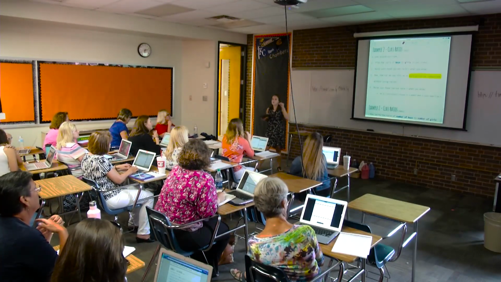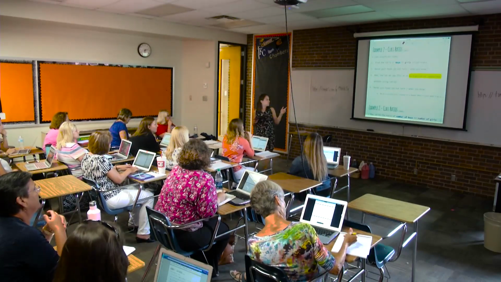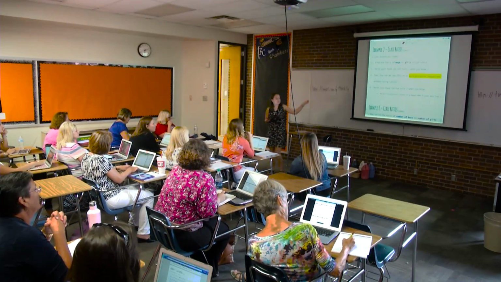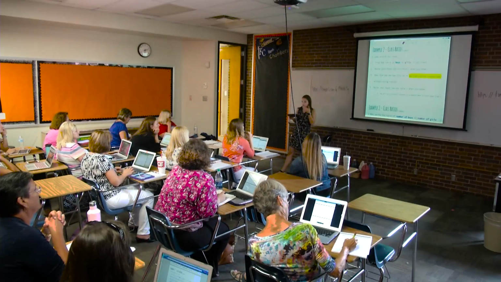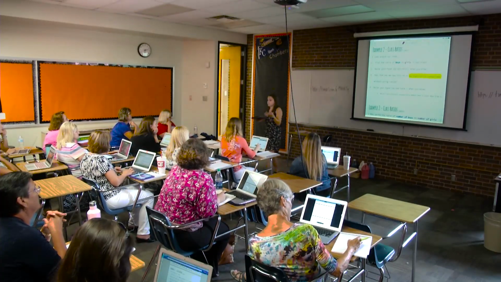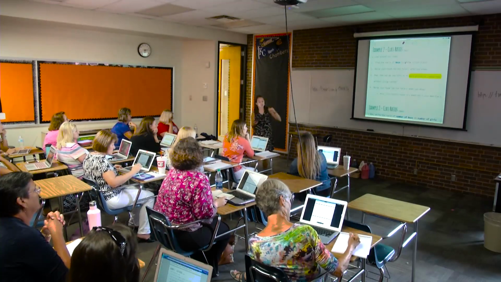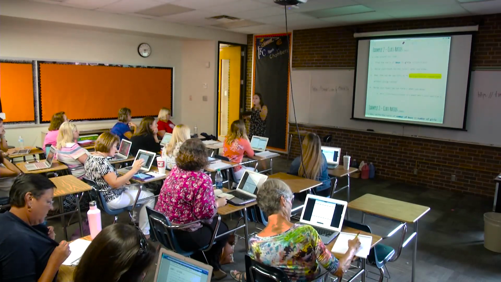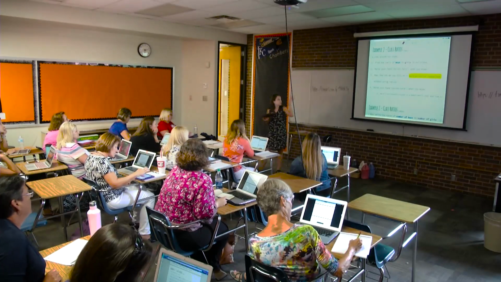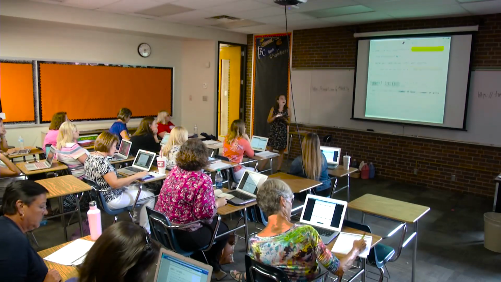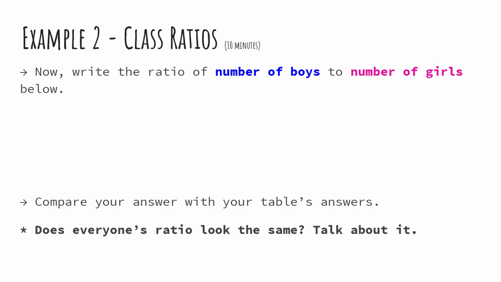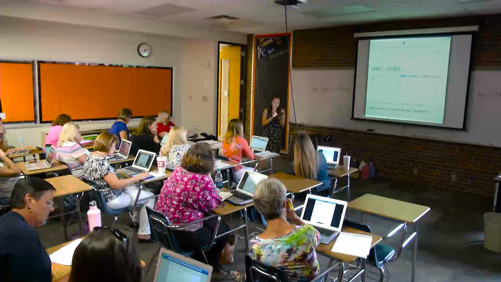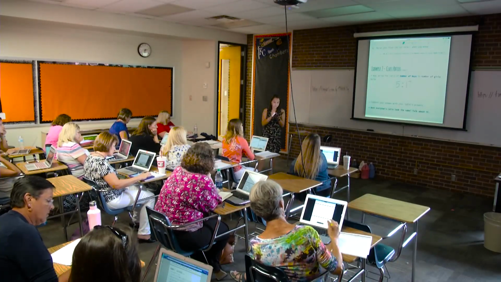So that's just how we would say that. We would just talk about it real quick. There are 5 boys, there are 17 girls. Now, how could we say it as a ratio? 5 to 17. Okay, so we just chorally respond to that. Now down here, can you write a ratio of number of boys to number of girls? Well, you told me that there were 5 boys and 17 girls.